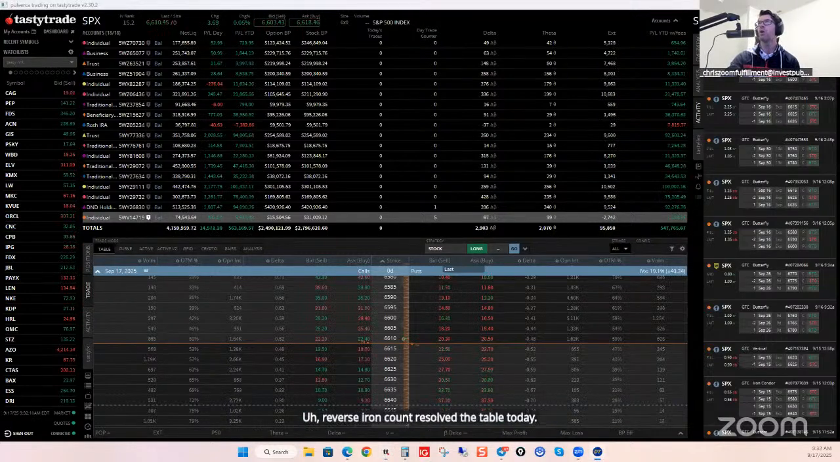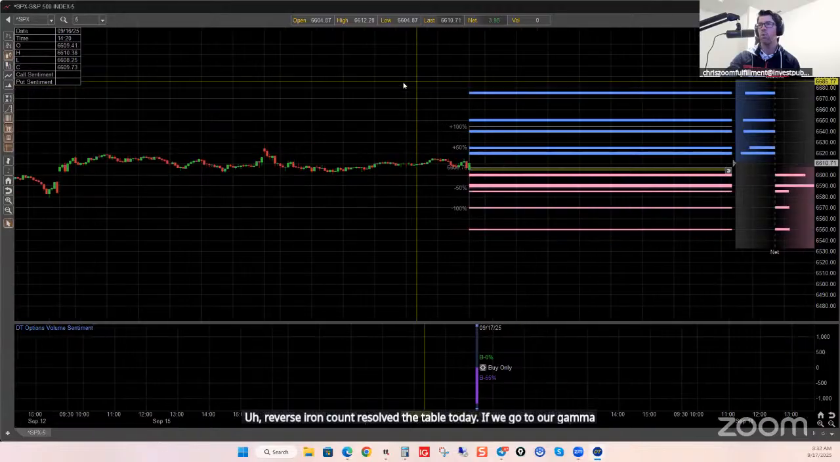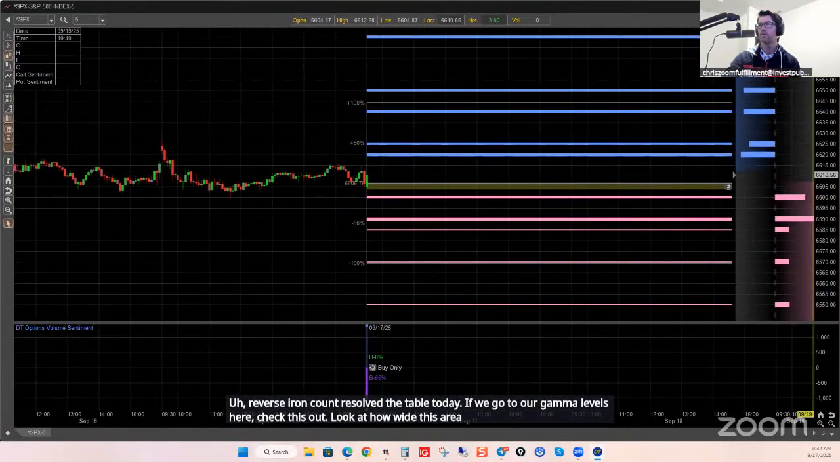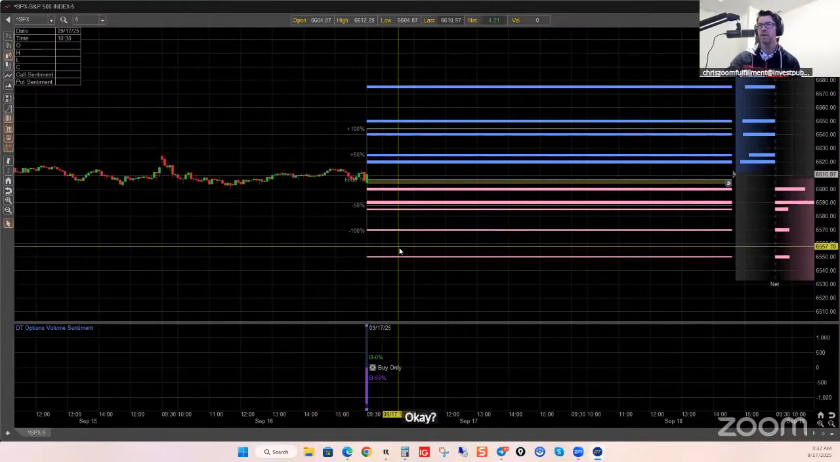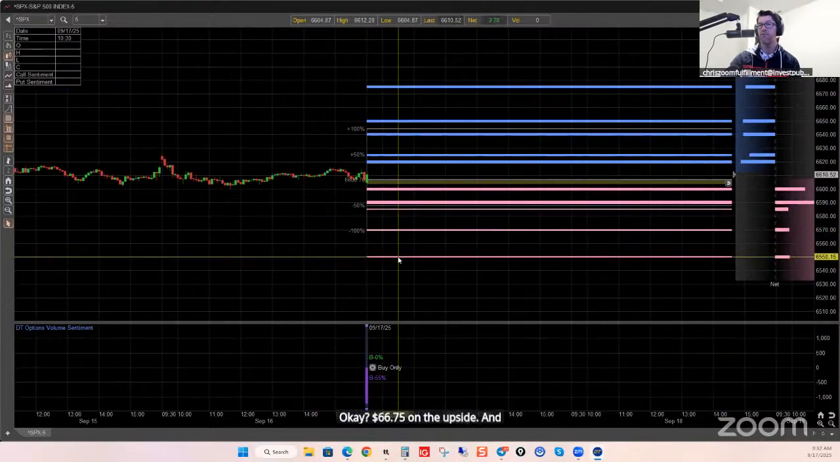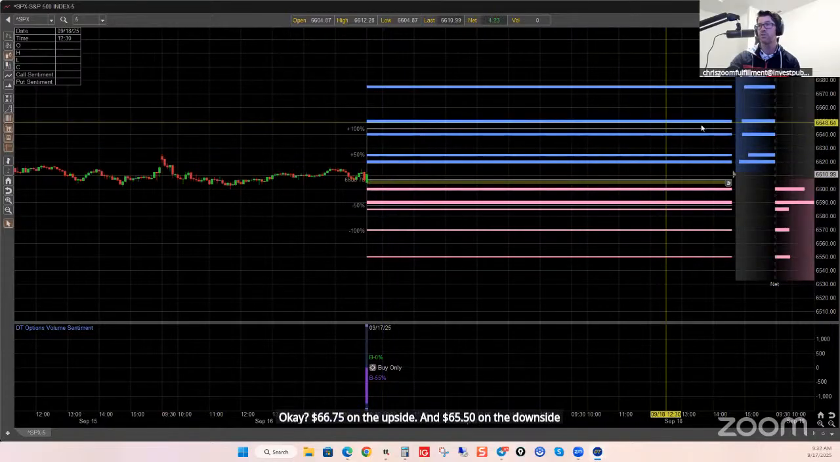If we go to our gamma levels here, check this out. Look at how wide this area is today. 66.75 on the upside and 65.50 on the downside. That's kind of the VIX levels that we talked about.